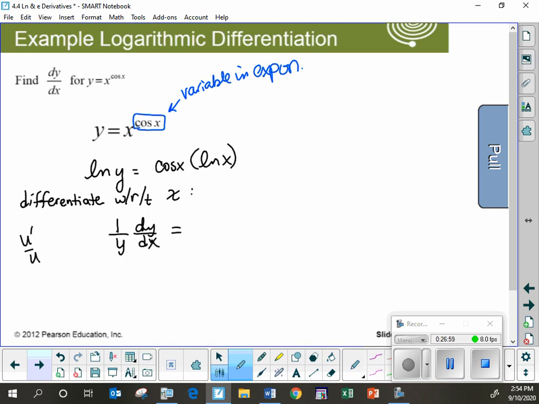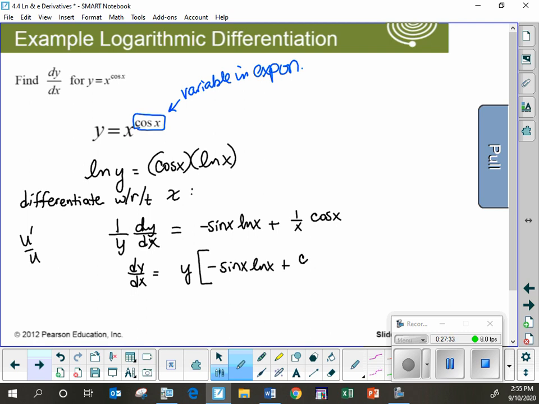On the other side, we're into a product rule. Derivative of cosine is negative sine x times natural log x, added with derivative of natural log x, which is 1 over x times cosine x. And lordy lordy. All right, we can get to dy dx by multiplying up by y. And I'm going to use a bracket: negative sine of x, natural log x, plus cosine x over x. Love it.